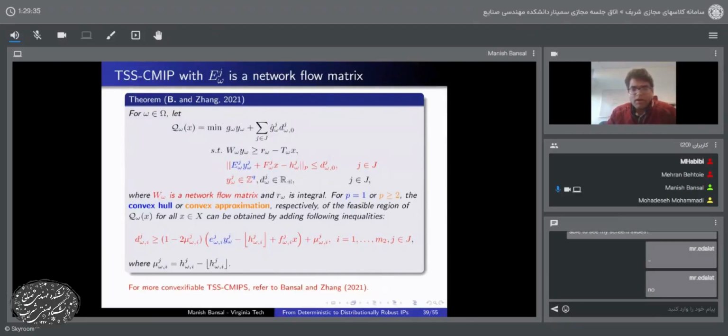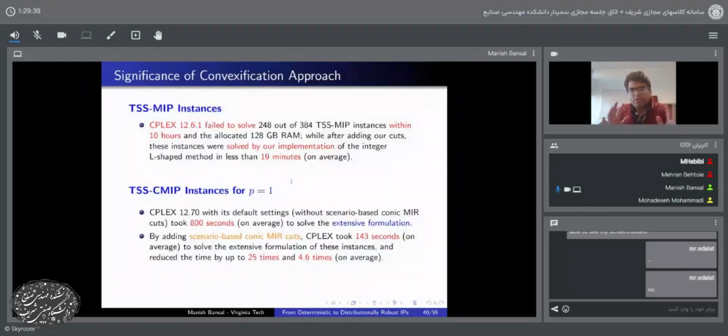Again, for more of such sets, you can refer to this paper. The whole idea is I'm just trying to give the overview and then get into the effectiveness of these approaches. So this approach, which we call the convexification or second stage convexification approach, turns out to be computationally quite effective, as we were anticipating.